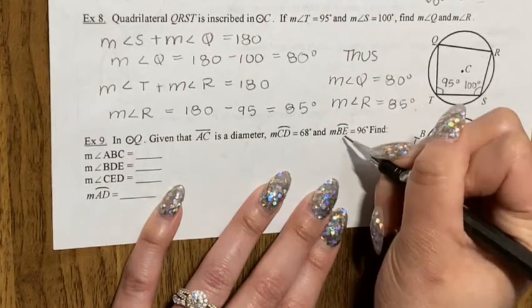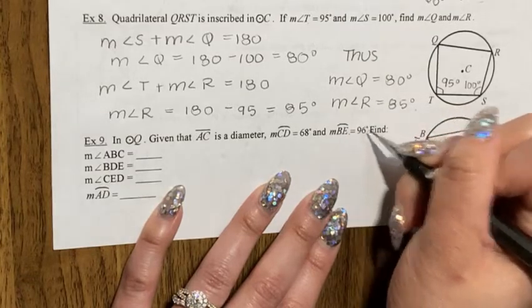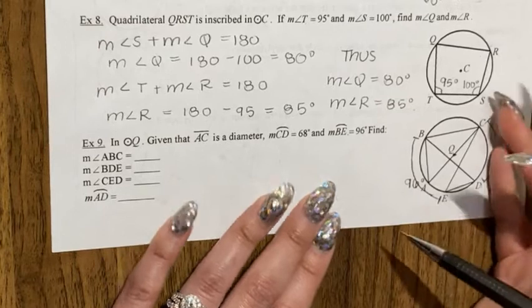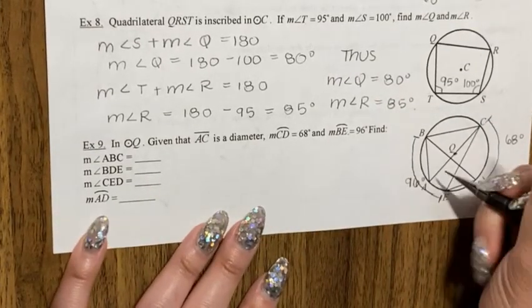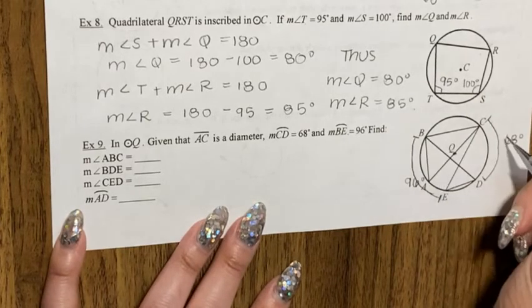How do I know that it's a minor arc? First, two letters, and also this is less than 180. Okay, so there are too many red flags there. Well, green flags, let's call it. Okay, so this is 96, this is 68.